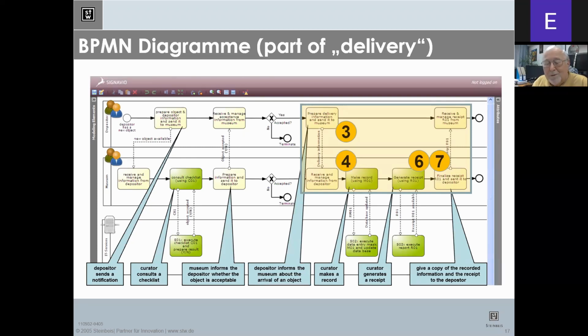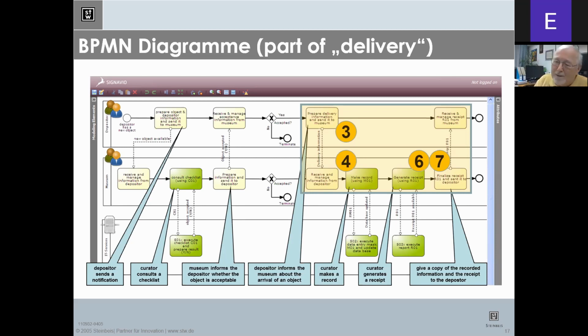Here, a working group of CIDOC has put in place CIM, LIDO, and so forth, on how to structure data. So we have made a record, and then we are generating this receipt for the depositor and handing it over to the depositor. Since this part is at the end, we have now terminated this whole delivery process with this ending symbol, and this also ends the process in the museum.